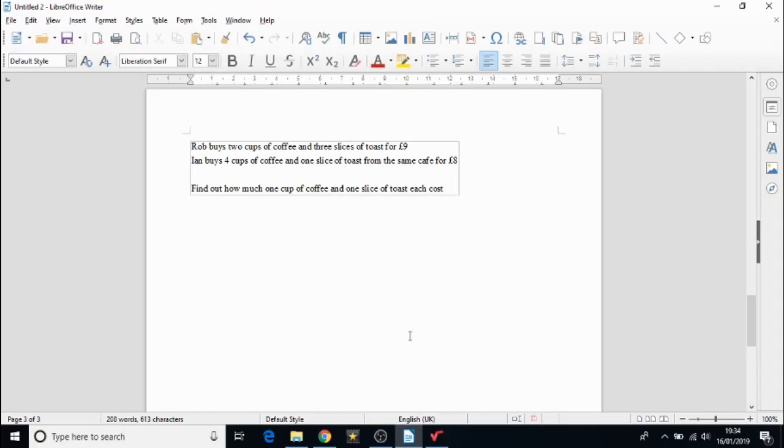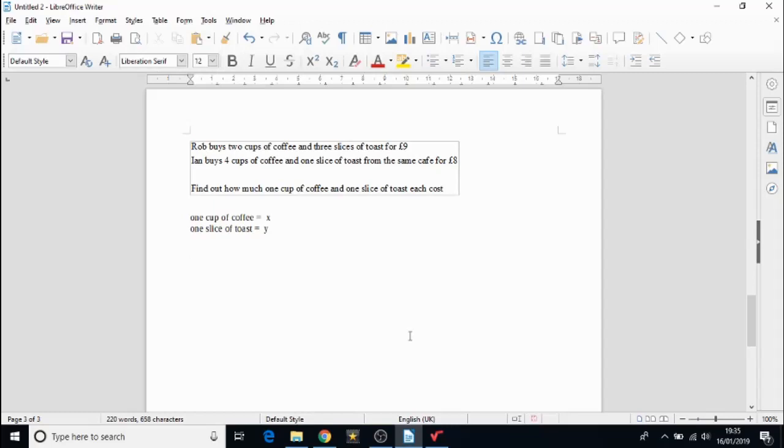So this is the same as asking to solve a simultaneous equation. You just have to be able to interpret a question like this and pick out the necessary information. So the unknown variables, what you need to spot are the cup of coffee and the slice of toast. So you can put 1 cup of coffee is equal to x and 1 slice of toast is equal to y.